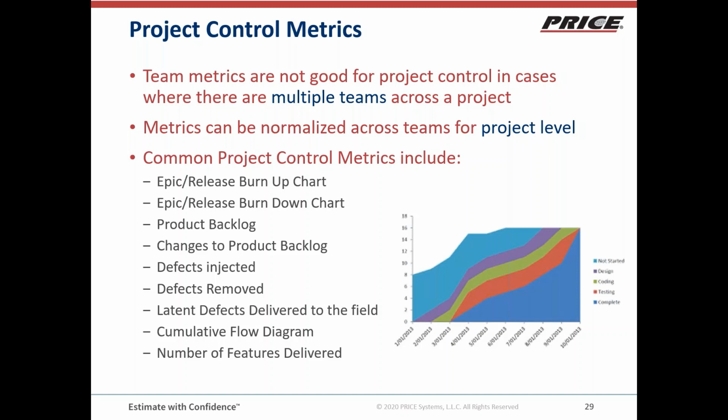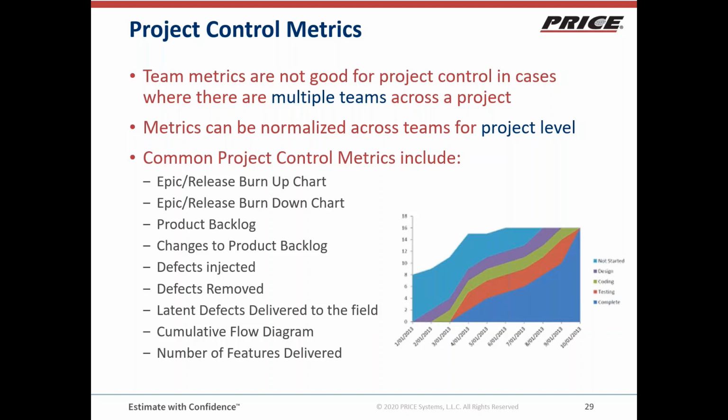So some common project control metrics include a burn up for an epic or a release. An epic is the big picture. Within an epic, there are releases that deliver sets of capability. And then within releases, there are iterations, and within iterations, there are stories. Terminology is not always the same, but that's the basic top-down Agile approach. So there are burn-up charts and burn-down charts at the epic and release level.